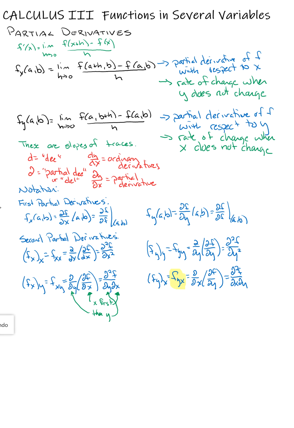So there you go. That is our notation and the idea behind a partial derivative. We'll take a look at some examples here in just a bit. Enjoy!